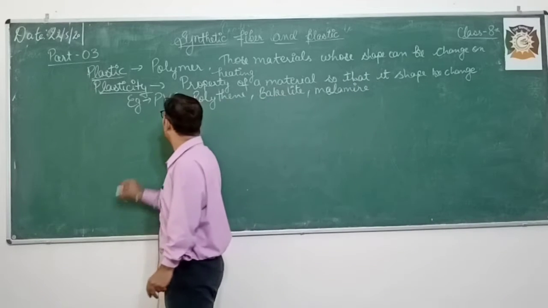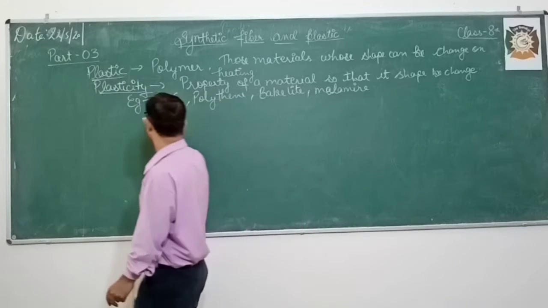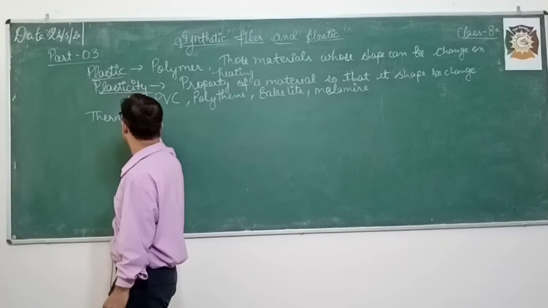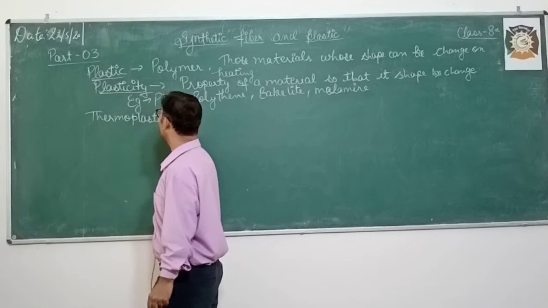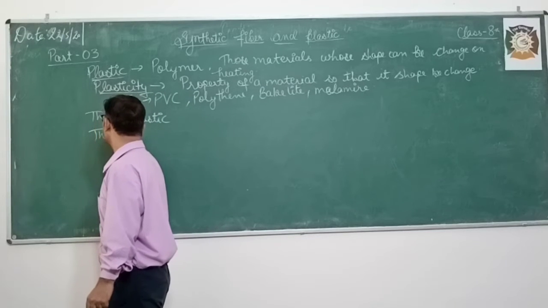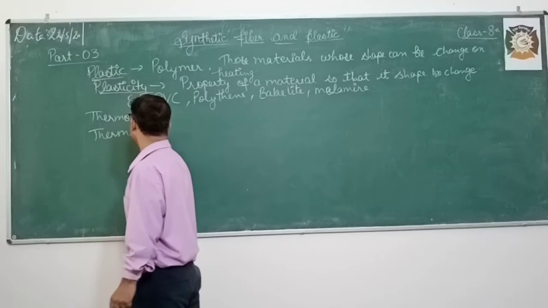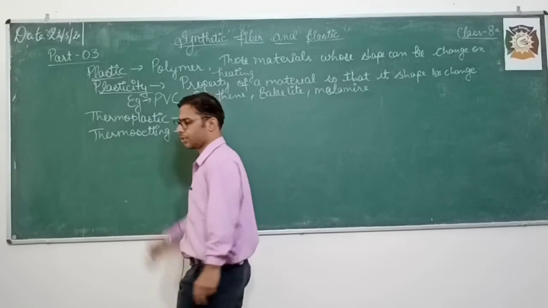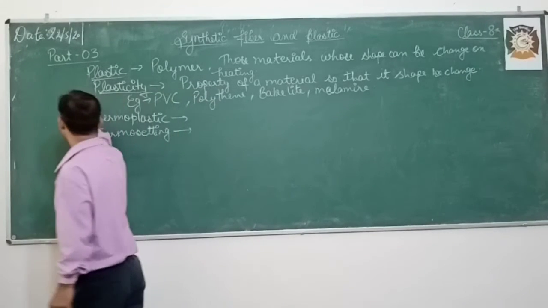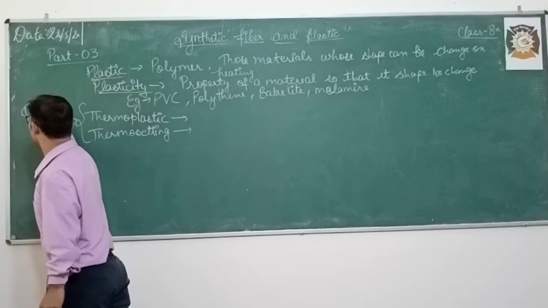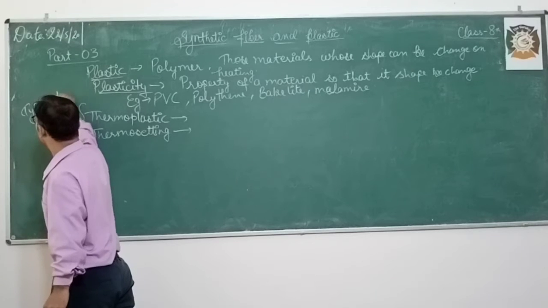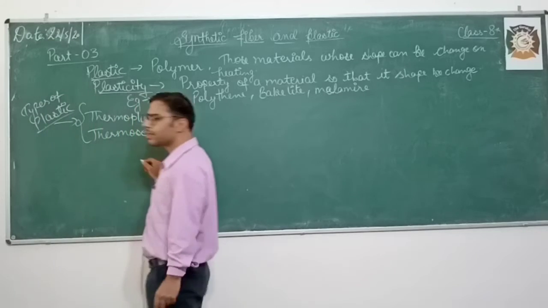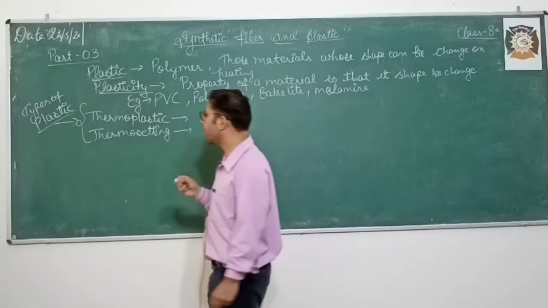Now plastic is of two types. What are those types? The first type is known as thermoplastic, and the second one is known as thermosetting plastic. Thermosetting plastic and thermoplastic. So these are the two types of plastic. Plastic is divided into two types. What are those types, students? One is thermoplastic, another one is thermosetting plastic.